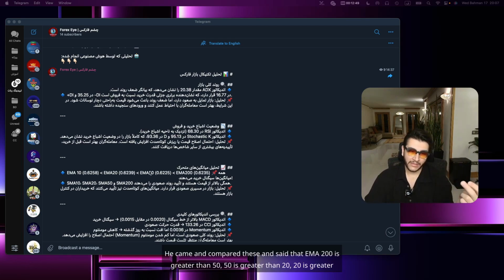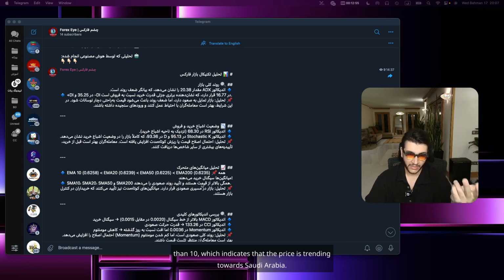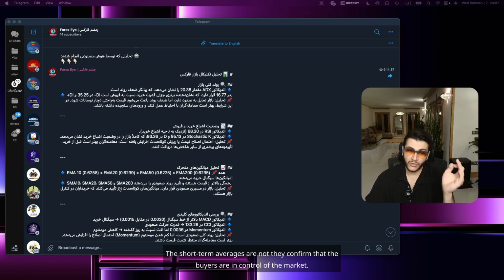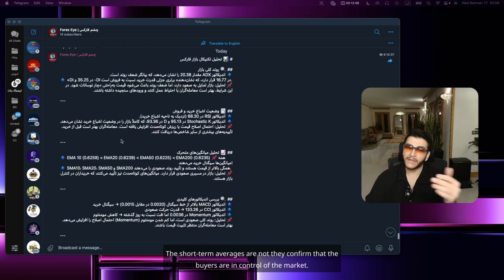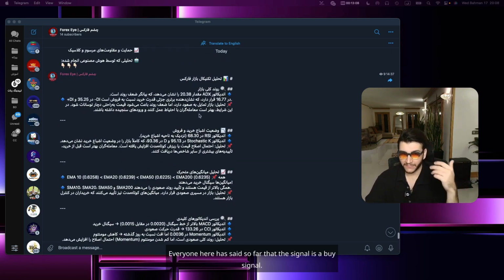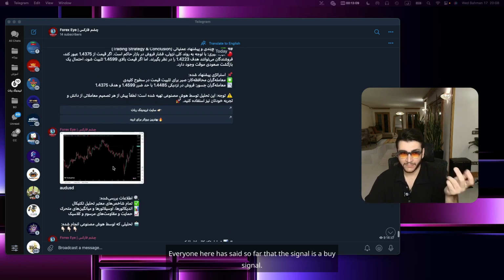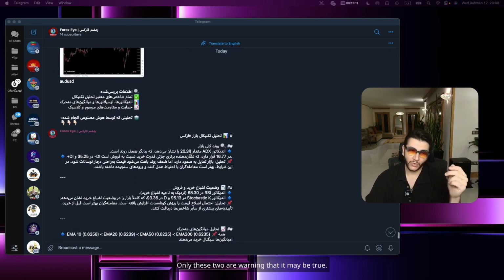He compared these and said that EMA 200 is greater than 50, 50 is greater than 20, and 20 is greater than 10, which indicates that the price is trending upward. He also compared the SMAs and the market is in an uptrend. The short-term averages are not. They confirm that the buyers are in control of the market. Everyone here has said so far that the signal is a buy signal. Only these two are warning that it may be otherwise.